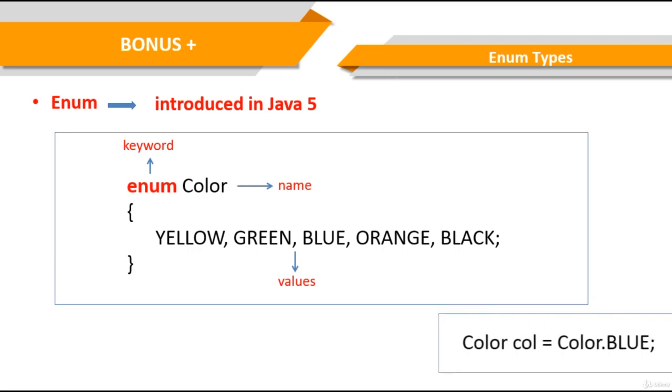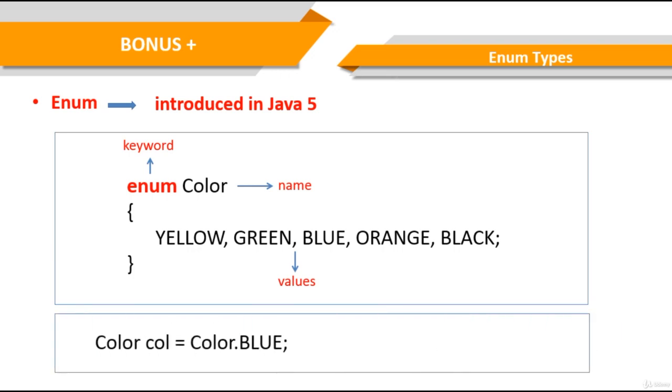The test code Color call = Color.BLUE assigns a value to the variable call of the enum type Color. The variable call can take any of the 5 defined values, but in this case, it's set to blue.